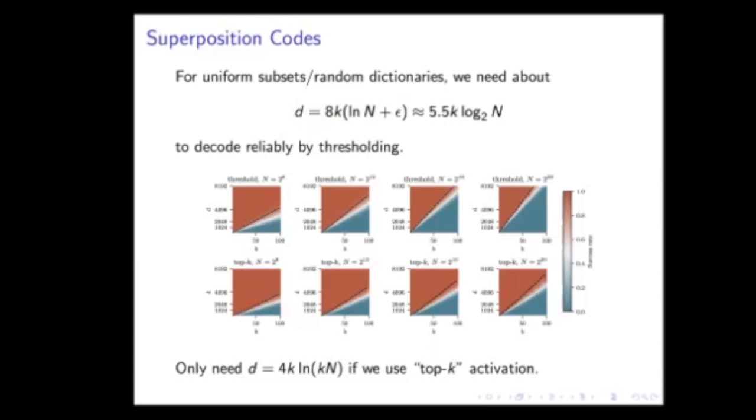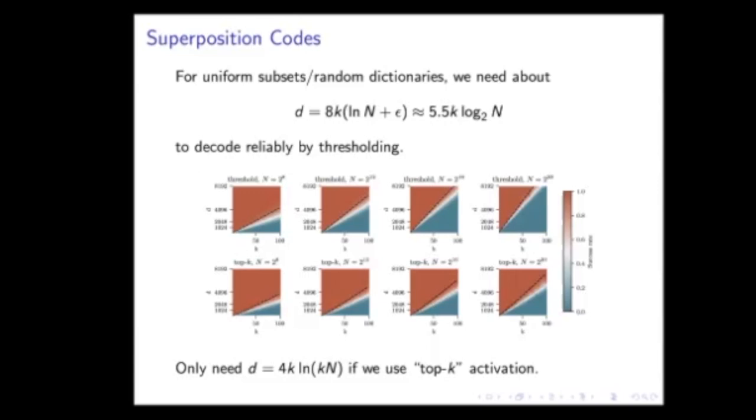Each column here is a different value of big N. You can focus on the top row for now. The top row uses threshold decoding, where I take inner products and just see whether they're larger or smaller than 1/2. And what I'm showing is that for each value of n, as I increase k, the required number of dimensions grows about linearly in k. And the slope of this line is pretty well modeled by 8 times log of n.